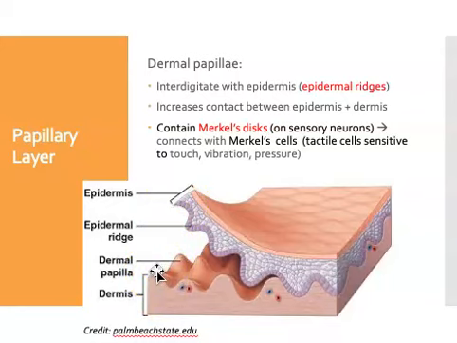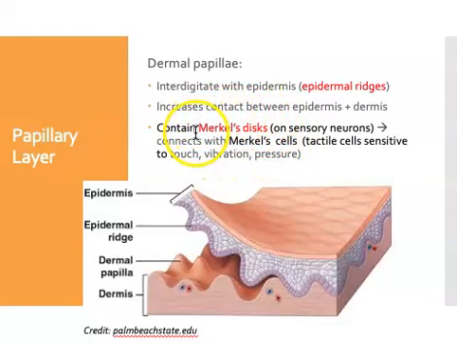Now, the dermal papillae in the papillary layer are where we find another special structure that we need to know about that happens to be related to sensory perception. Remember, that was one of the 6 functions of the integument. The integument is responsible for the perception of things like touch and pressure. We talked about Merkel's cells being in the stratum basale. Well, in the dermal papillae, there's another structure called a Merkel's disc.